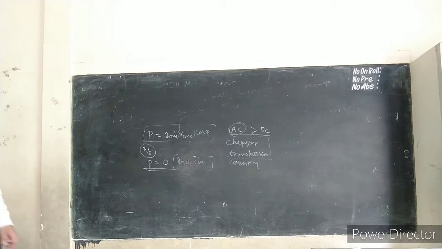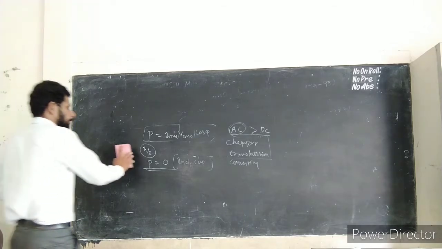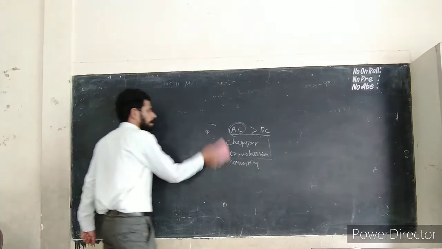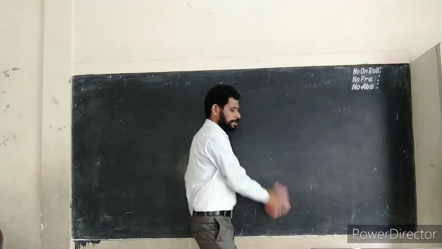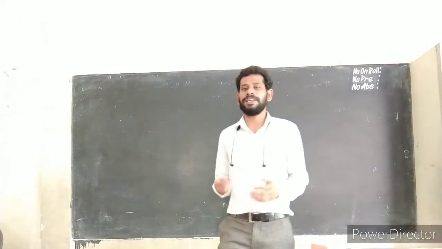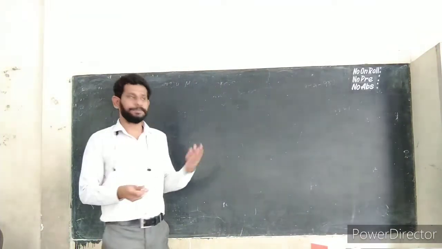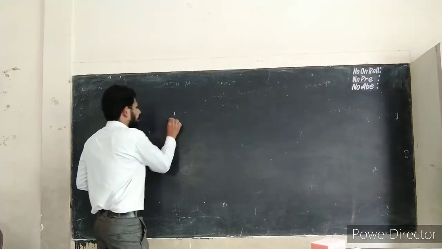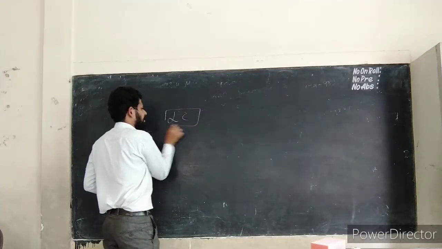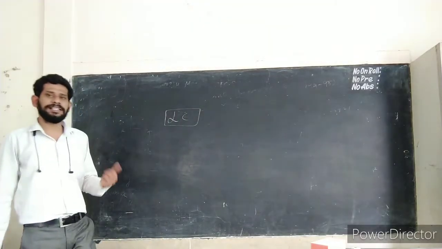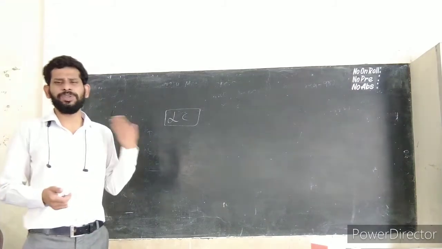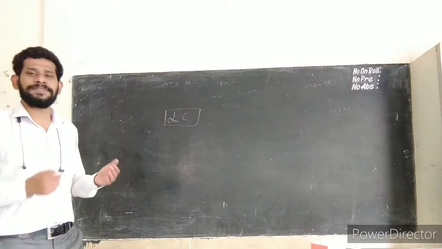Next: oscillations in an AC circuit. This is a very important thing. What is meant by oscillations? You know damped oscillations, undamped oscillations, and resonance frequency. Here we are going to see what LC oscillations are, similar to the oscillations of a simple pendulum.